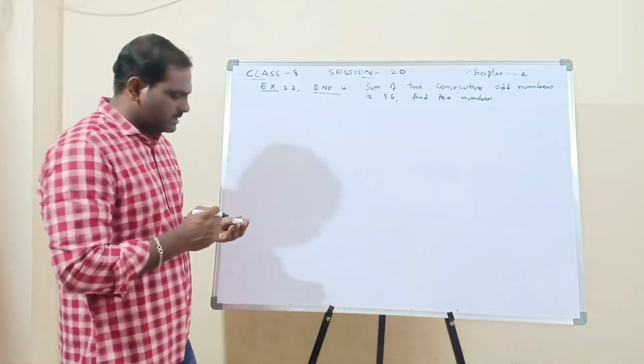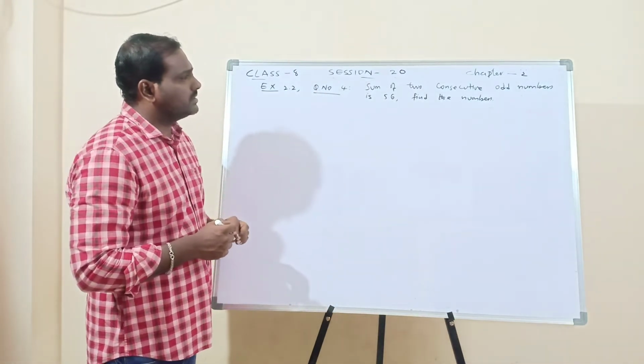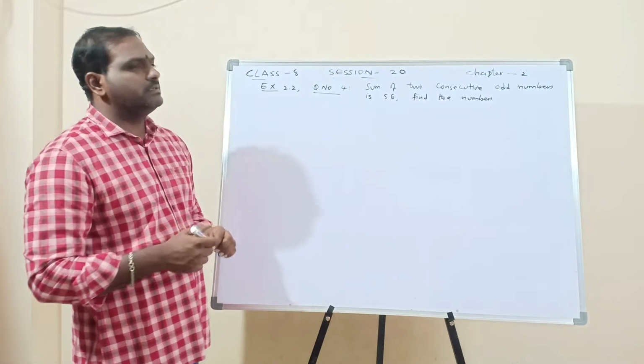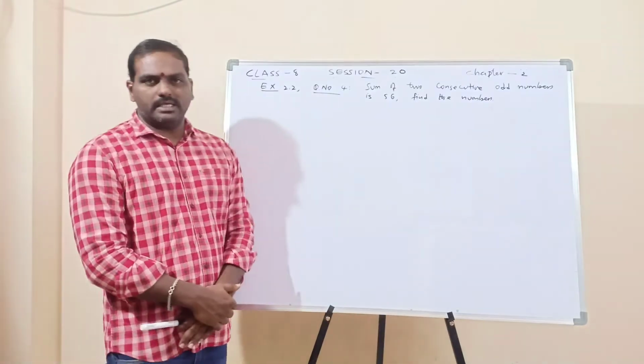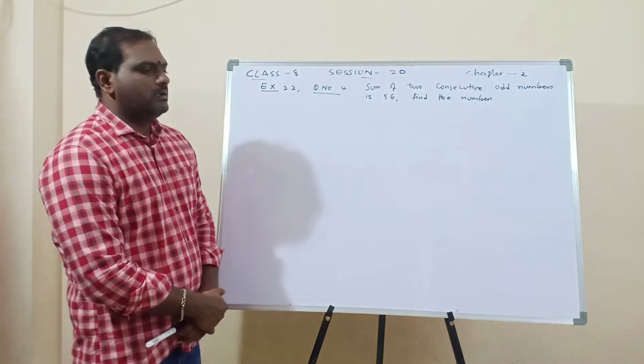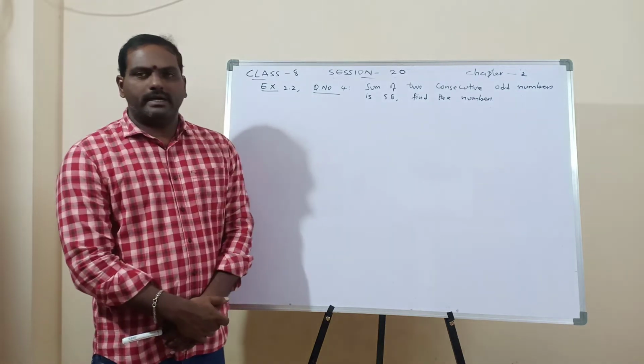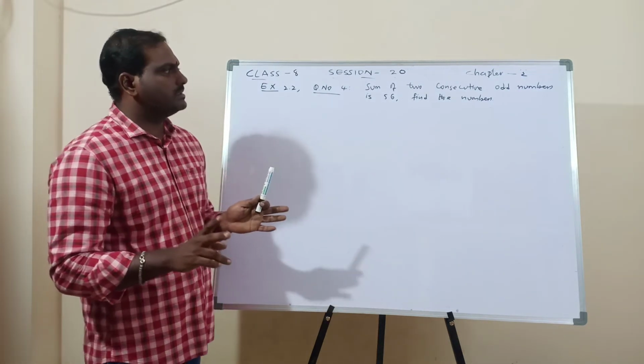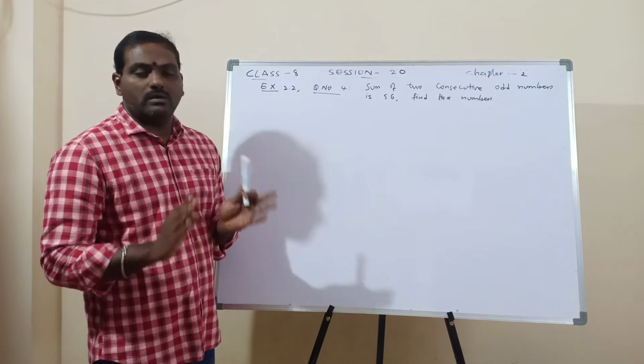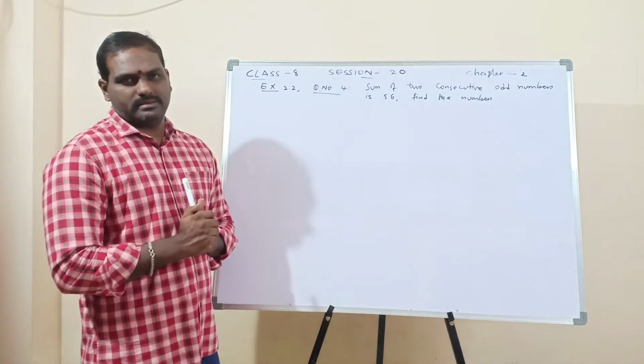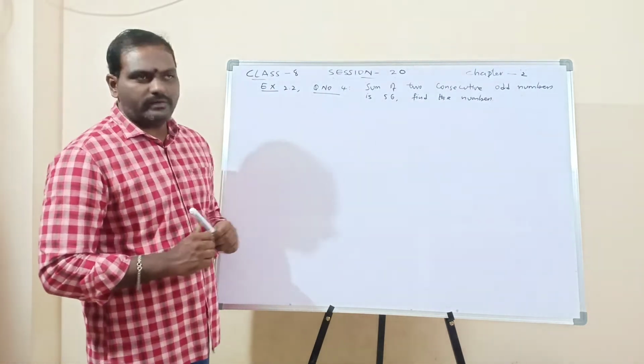Now the question is: the sum of 2 consecutive odd numbers is 56. Find the numbers. That's all he has given in the question. We have to find the numbers. There are 2 numbers, 2 consecutive odd numbers.